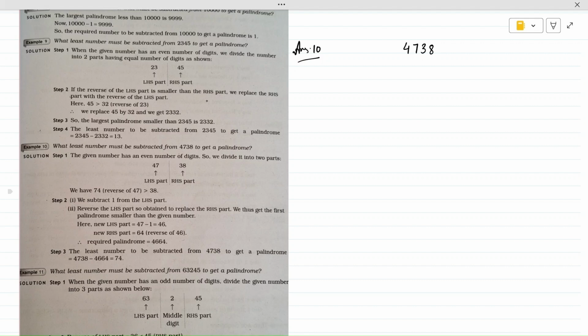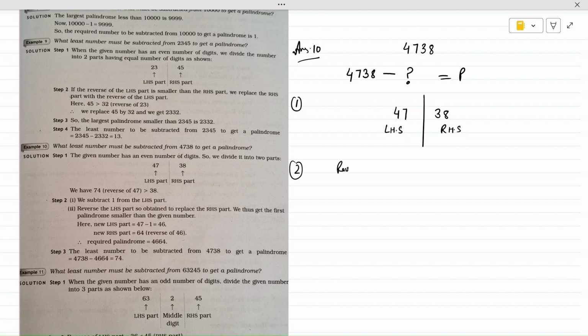This is same as the above question. What least number should be subtracted from this to get a palindrome? We need a palindrome here. So what is step 1? Count the number of digits. The number of digits is 4. That is an even number, so we are going to split this into two parts: 4, 7 and 3, 8. We can write this as LHS, and this as RHS. This is our part 1.